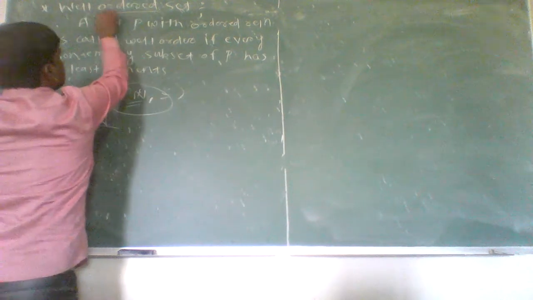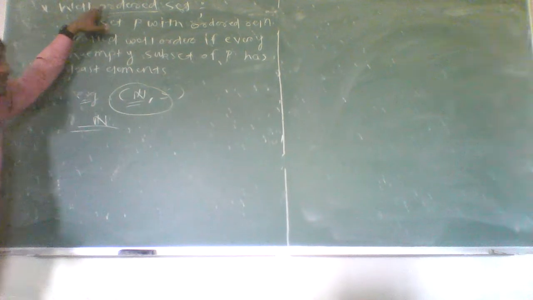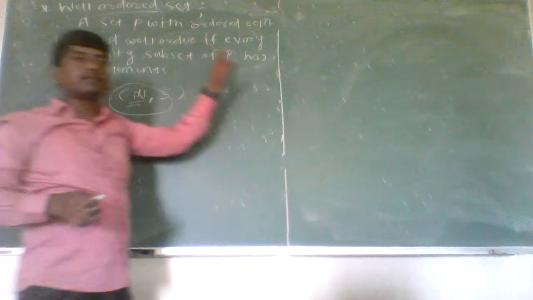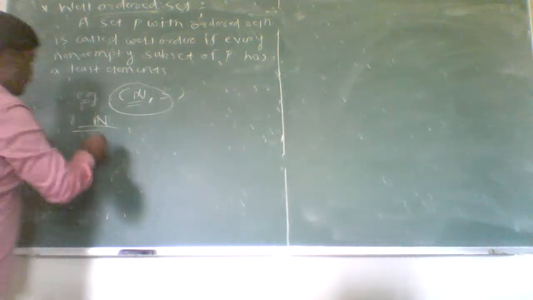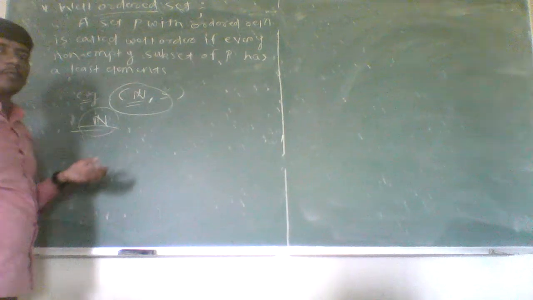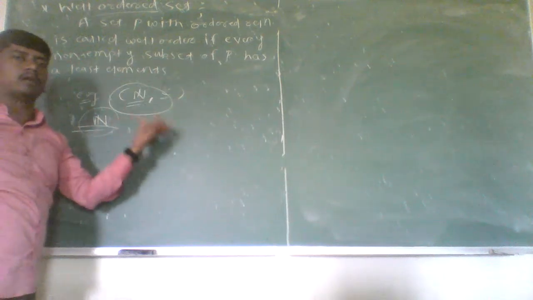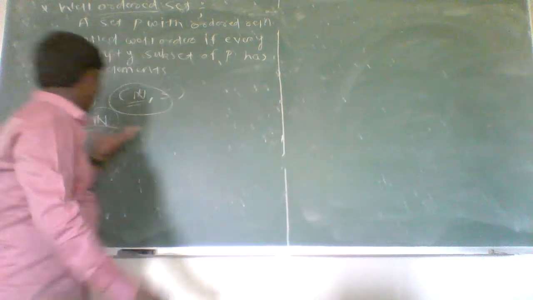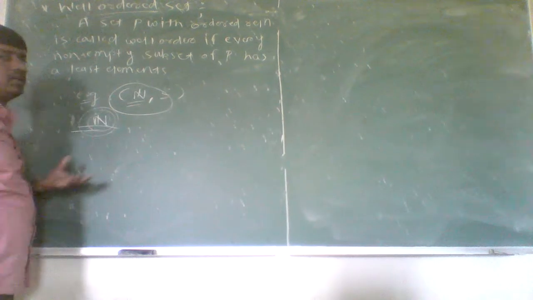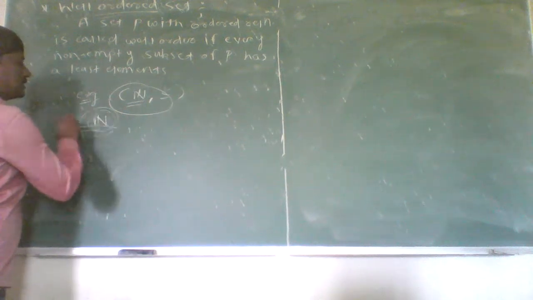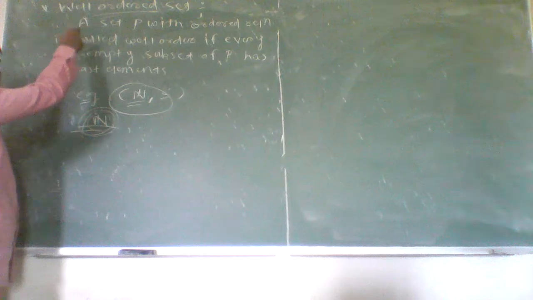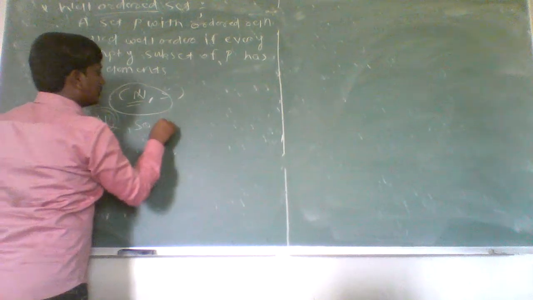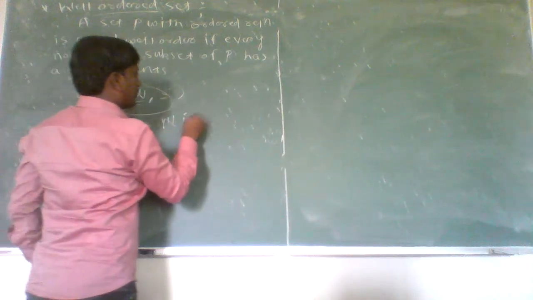According to the definition of well-ordered set, this set is said to be well-ordered if its every non-empty subset has a least element. But for the set of natural numbers, if we take any subset of natural numbers, then this subset always has a least element. As every subset of natural numbers has a least element, then this N is said to be a well-ordered set according to the definition. So N is well-ordered.